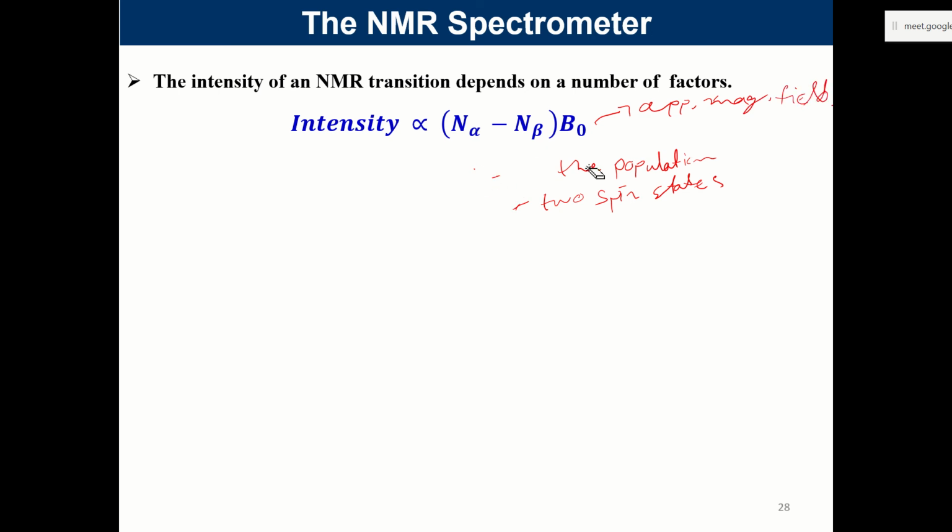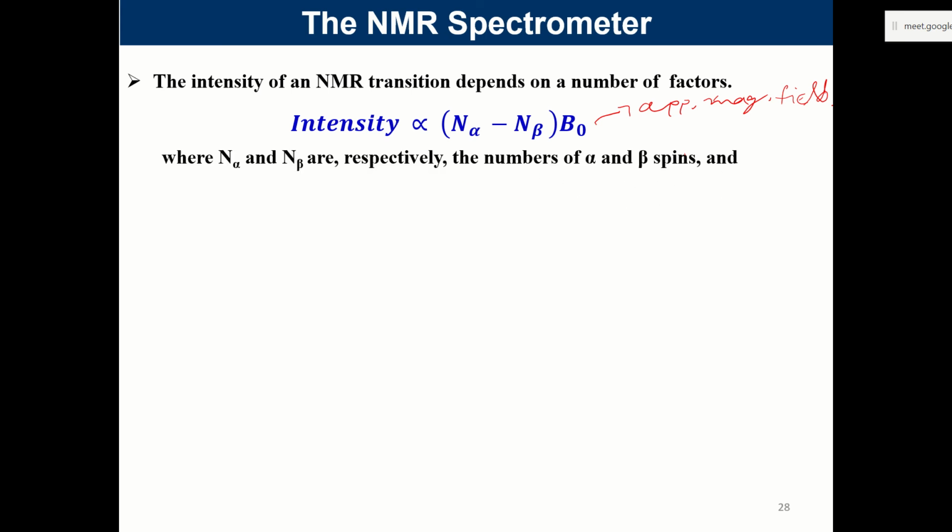Further, if you try to find out how n alpha over n beta depends, what does it depend on? The dependence of the population on the alpha and beta spin states. Then you will find that it is the gamma here. What is gamma? It is the gyromagnetic ratio, h cross, again a constant, and by 2kT.